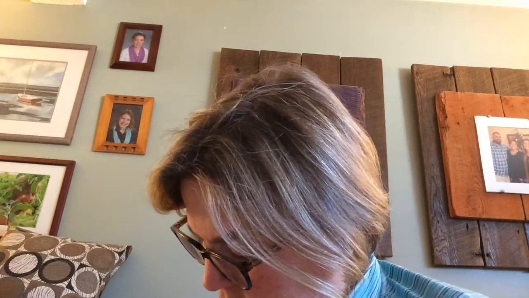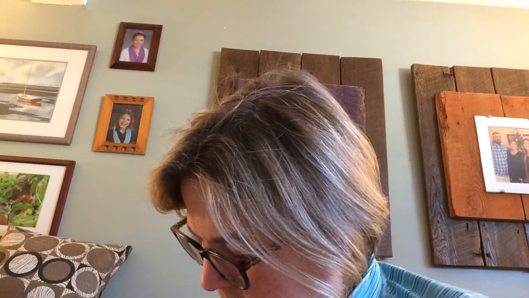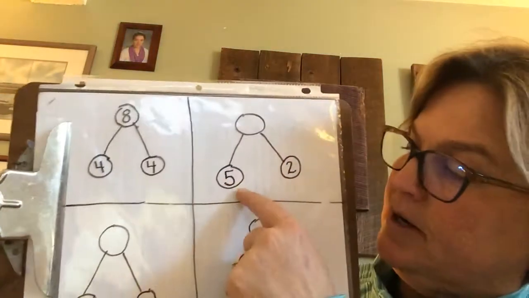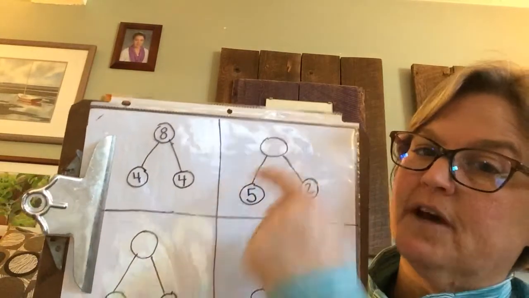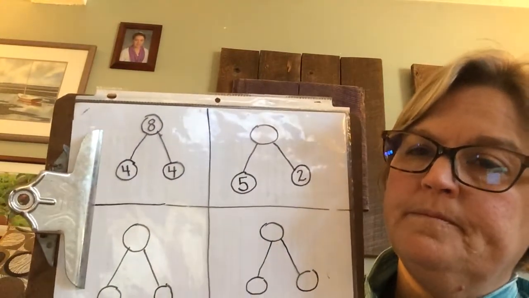All right, so now the next number bond, the one that's next to it, I want you to fill in. I'm going to give you the 2 parts this time. So your 2 parts this time are going to be 5 and 2, and I want you to find me the whole.